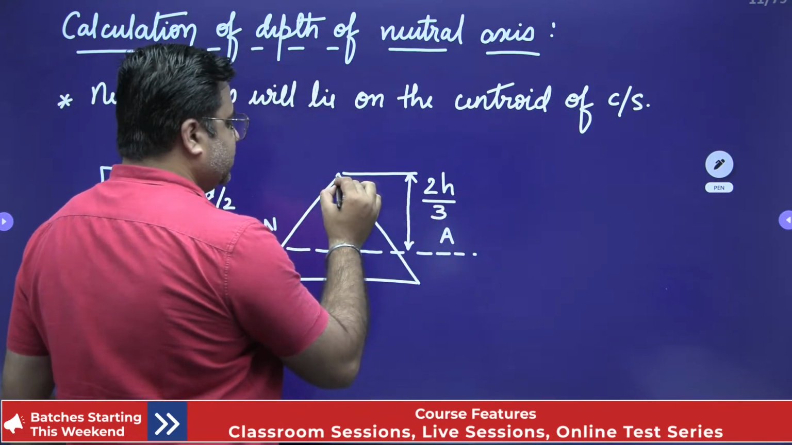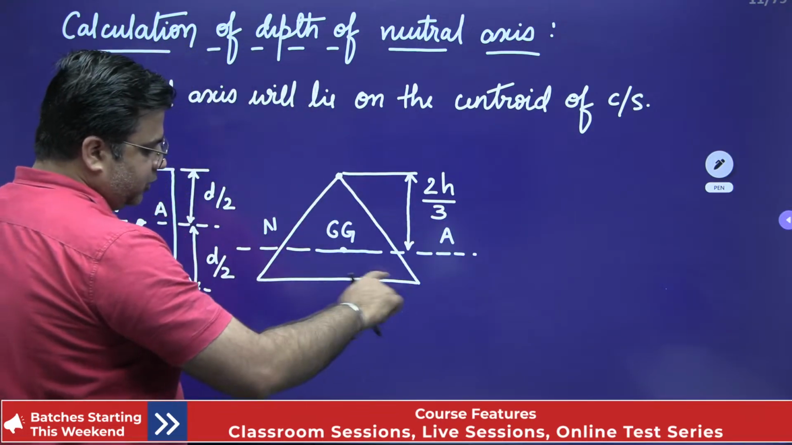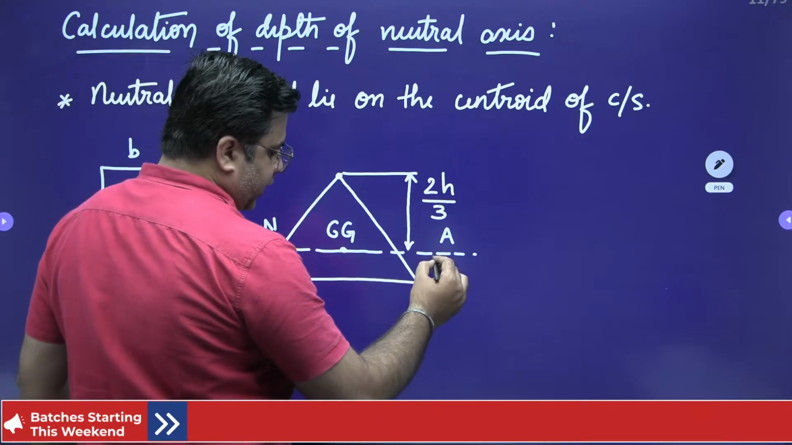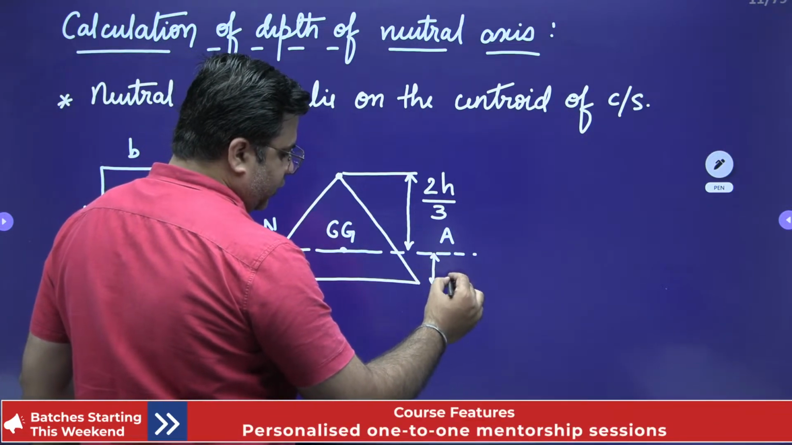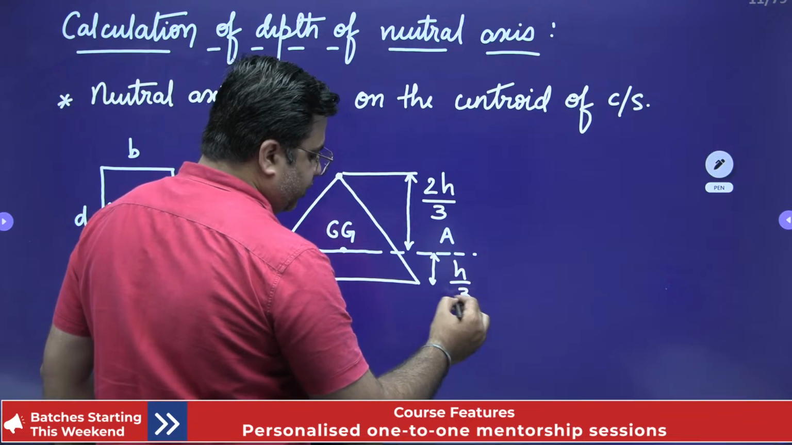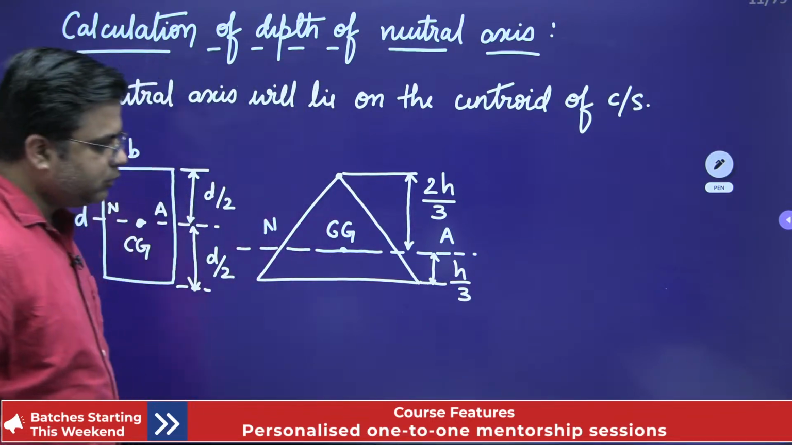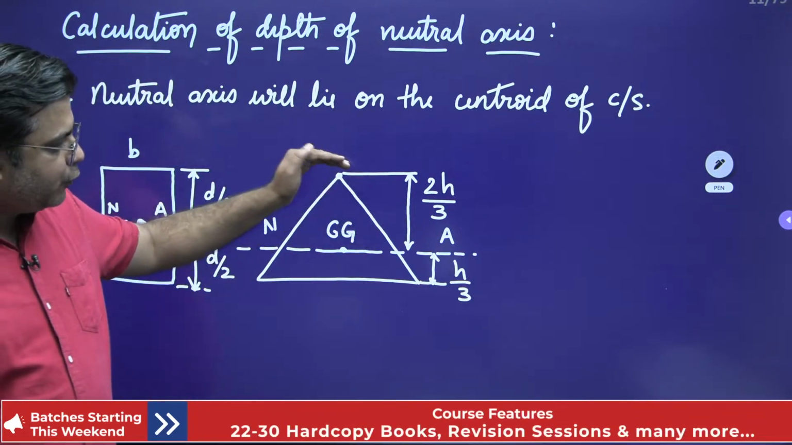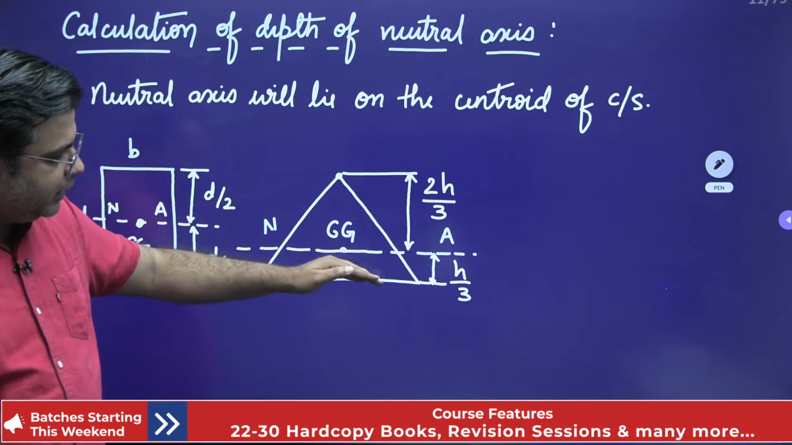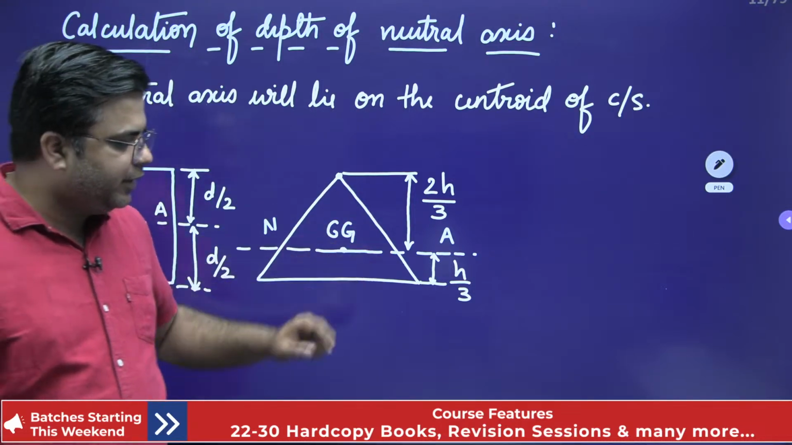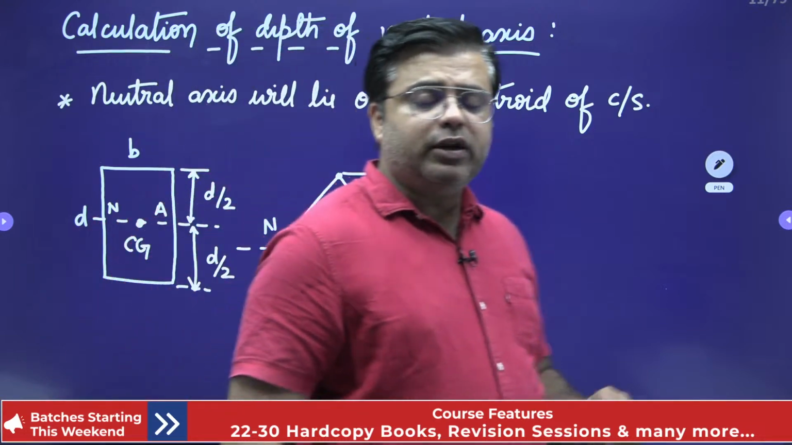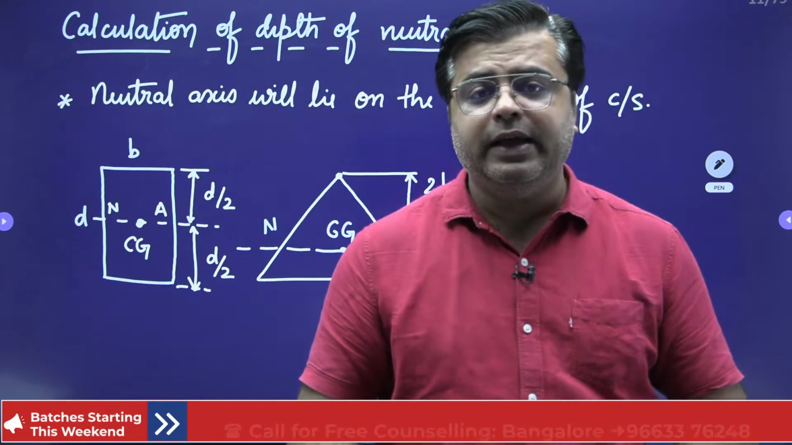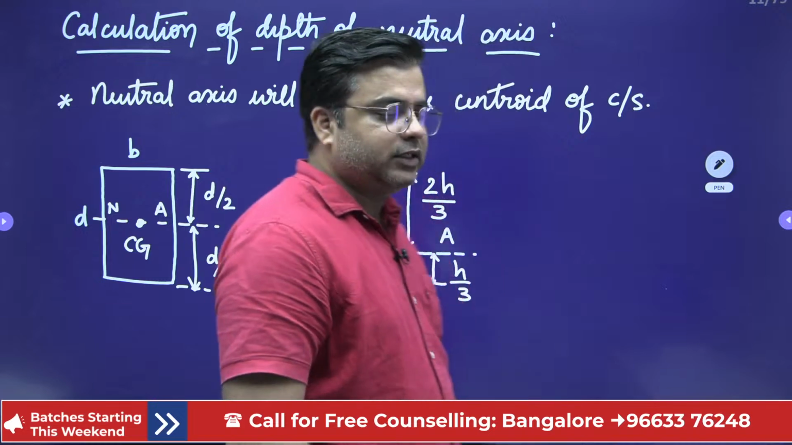This is known as the apex of the triangle and this is known as the base of the triangle. And this CG will be at a distance of h by 3 from the base of the triangle. Right? 2h by 3 from the apex and h by 3 from the base of the triangle. And this is the neutral axis. So neutral axis will always lie at the CG of the cross section.